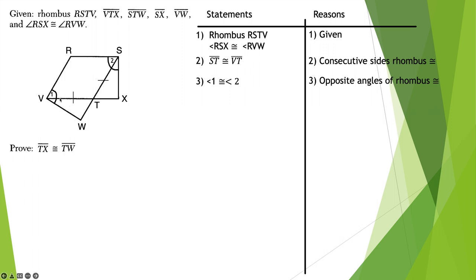Now, I have these 2 big angles that are congruent to each other, and then I have these 2 little angles that are congruent to each other. If I subtract them, I get the pieces inside the triangle are congruent to each other. So, angle 3 is going to be congruent to angle 4 by subtraction. Subtraction postulate. If you just wrote subtraction, that's fine too.